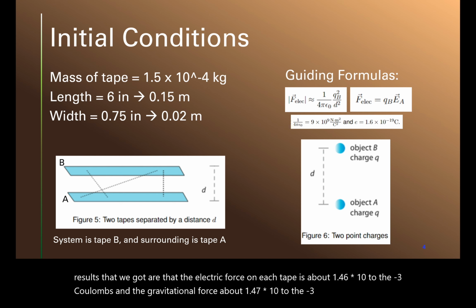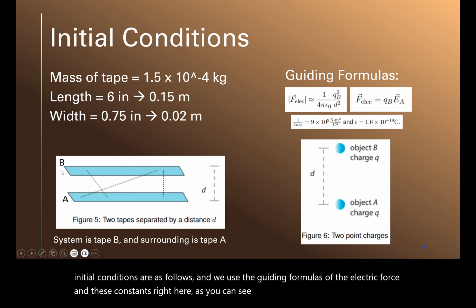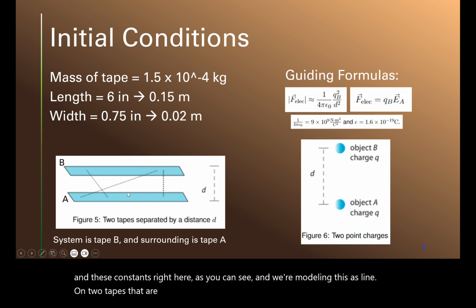So the initial conditions are as follows, and we use the guiding formulas of the electric force and these constants right here, as you can see. And we're modeling this as line charges on two tapes that are repelling each other as they are equally charged.